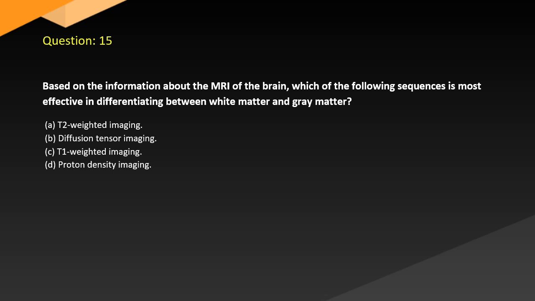Question 15. Based on the information about the MRI of the brain, which of the following sequences is most effective in differentiating between white matter and grey matter? A. T2 weighted imaging. B. Diffusion tensor imaging. C. T1 weighted imaging. D. Proton density imaging.